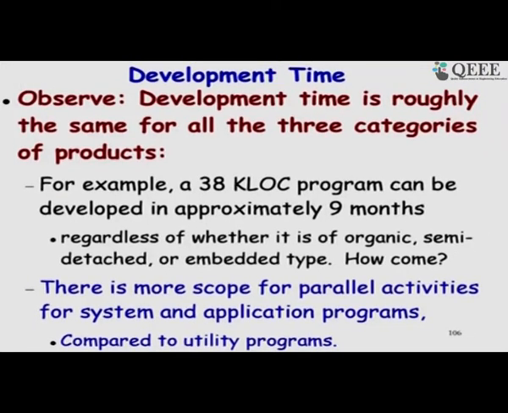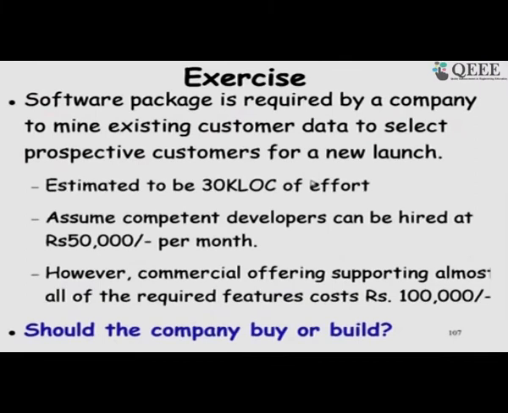So, we are saying the COCOMO 1 expression for development time is 2.5 into effort to the power 0.3, that is roughly 1/3. Effort to the power 0.33, 0.32, 0.38 like that. So, there is not a large difference in the development time irrespective of the type of software you are developing. So, let us try to do one example based on COCOMO 1.